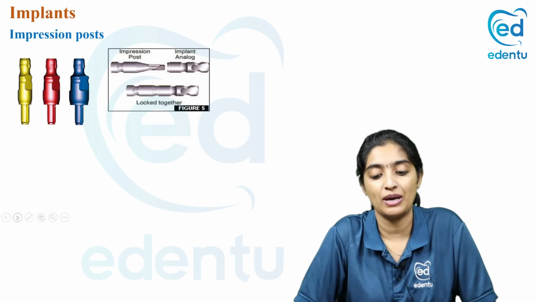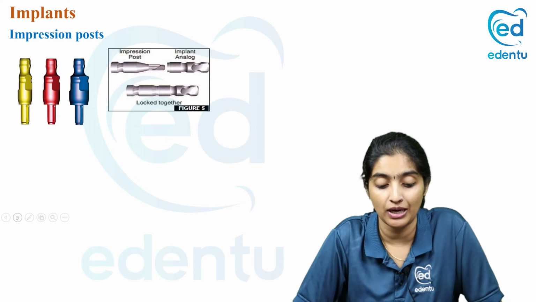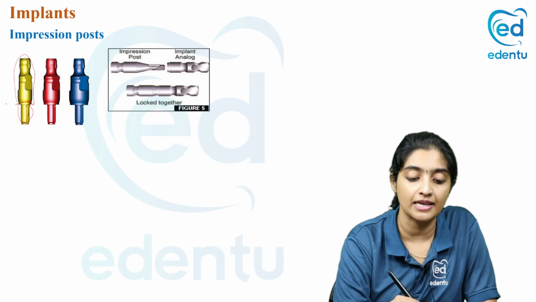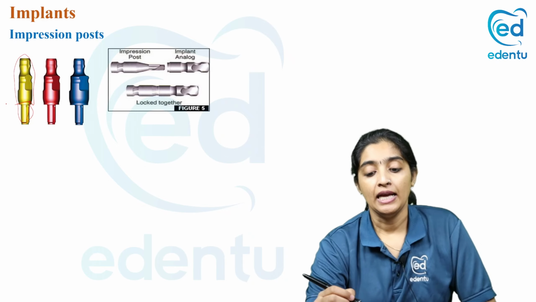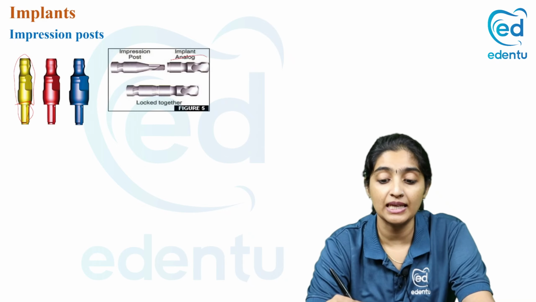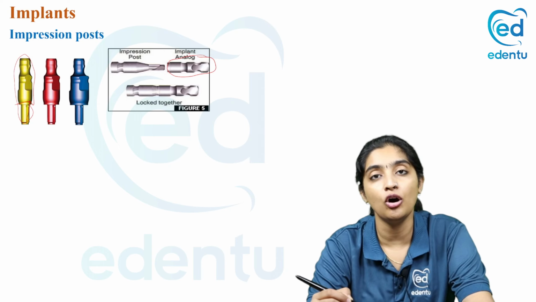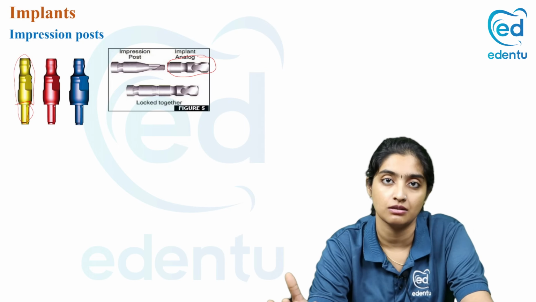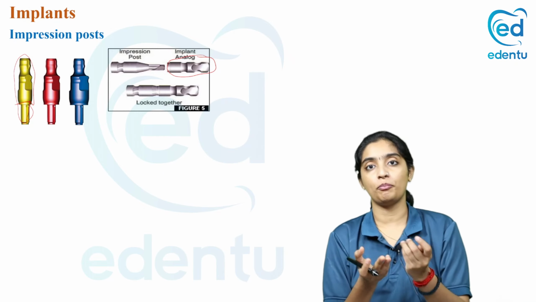So this is how I said, this is how the impression post will look like. This part will go and seat into the implant. This will be inside the patient's mouth. Now you have something called an implant analog. An implant analog is nothing but a replacement of your implant to go into the cast. Now you have an impression coping inside the impression.